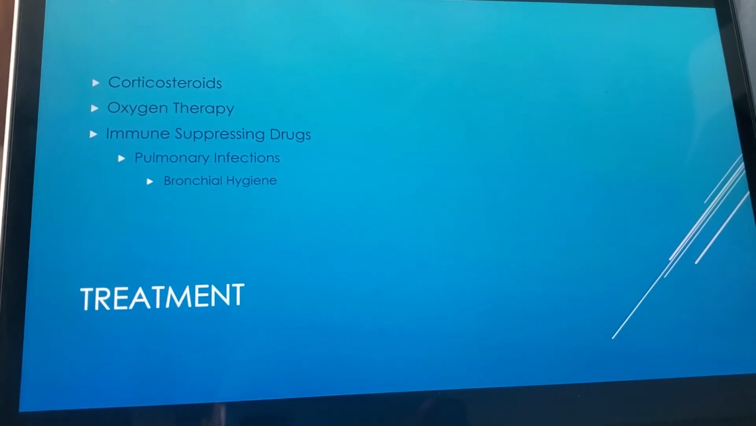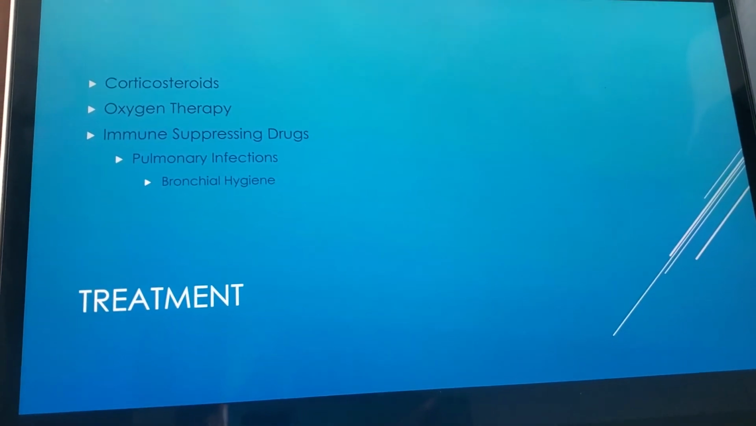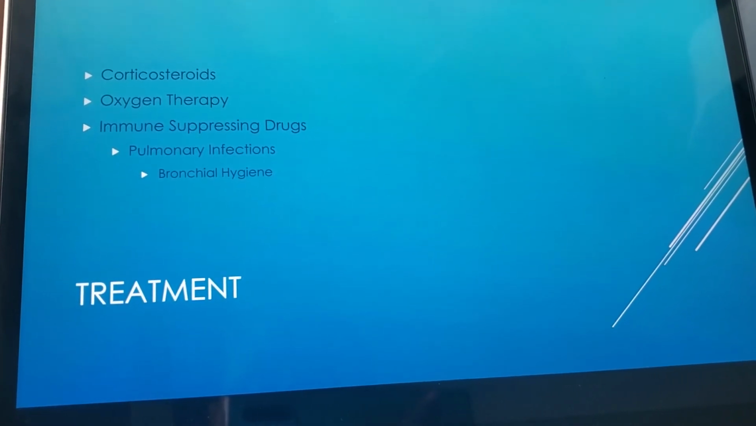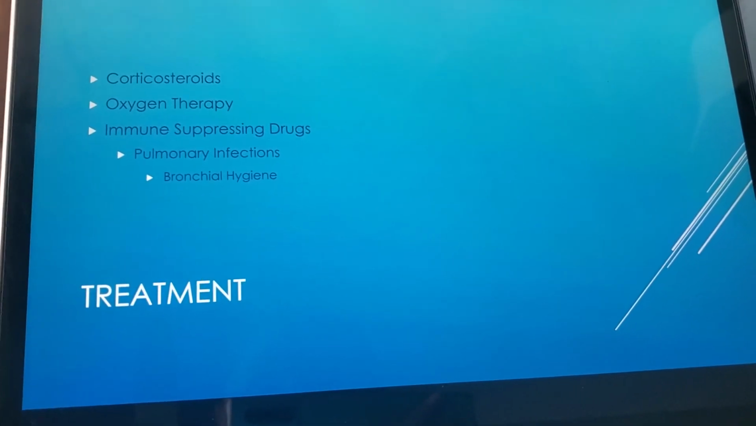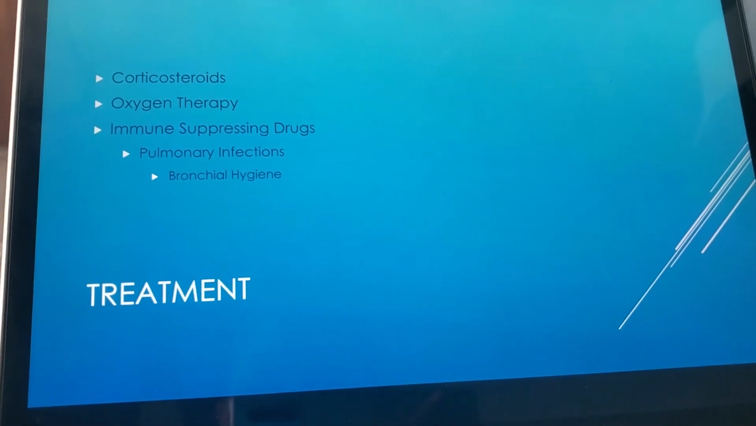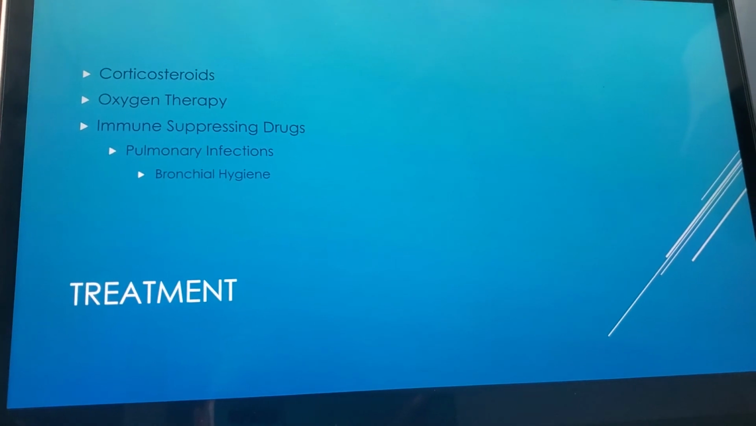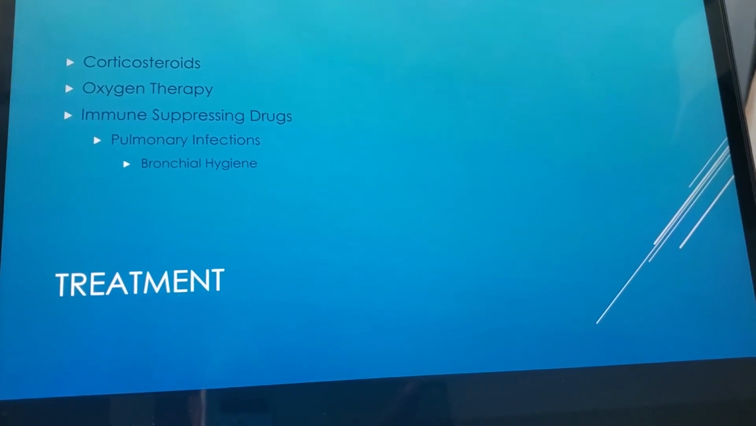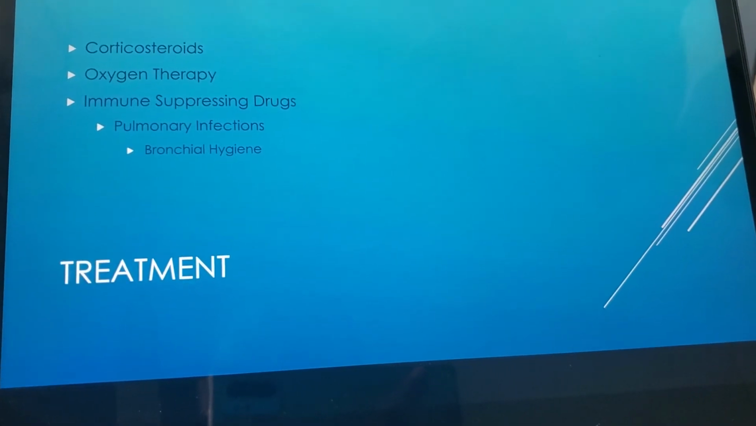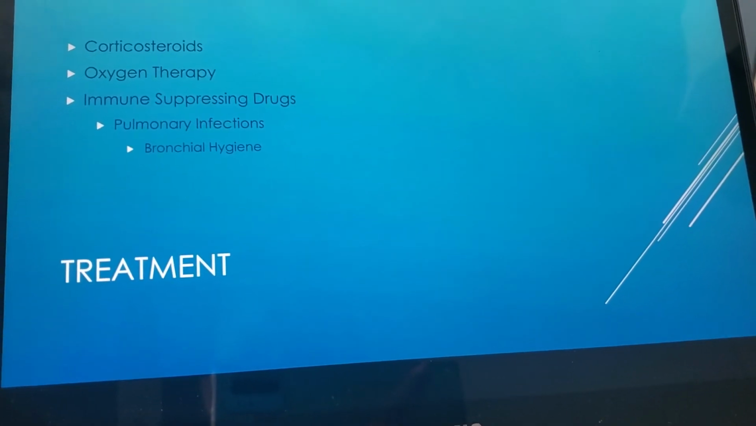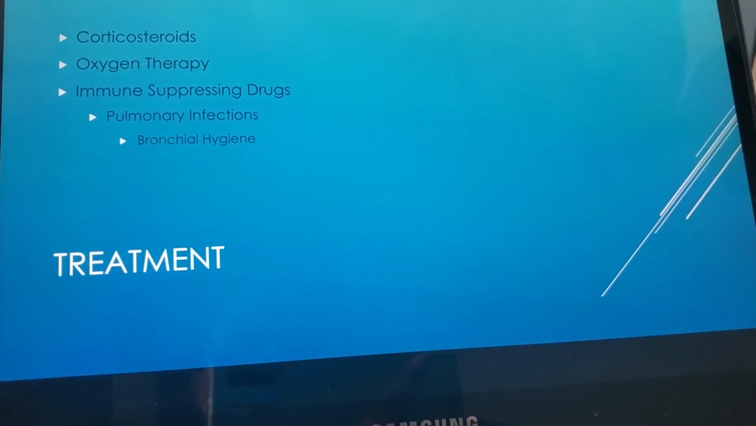Treatment for rheumatoid arthritis, corticosteroids. So you might give a patient an aerosol treatment with Pulmicort. Oxygen therapy, that would be because, like I said, if those alveoli can't expand to what they need to be, then they're unable to get the oxygen that they need. So we might treat the patient with some oxygen, especially if they're short of breath.